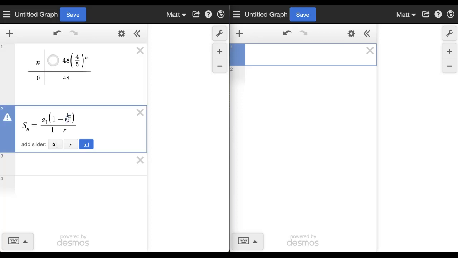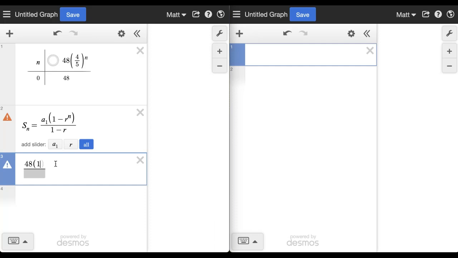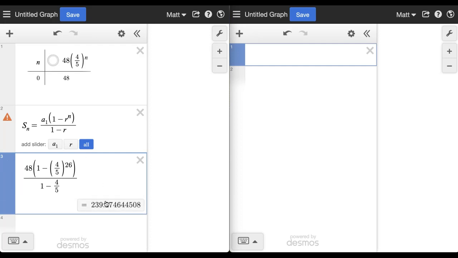Your r value is the 4/5, right? You should be able to identify that in the formula. And then n is a total number of terms. This should actually be 26, like we talked about, okay? From 0 to 25, you actually have 26 total terms, not 25. Okay, so let's plug that all in. A sub 1 is 48, multiplied by 1 minus a r value of 4/5 to the power of your total number of terms, 26, all over 1 minus 4/5. So 239.275 if we round it to 3 decimal places.